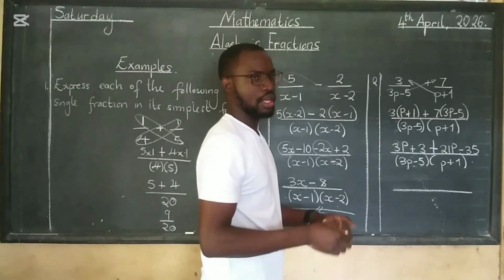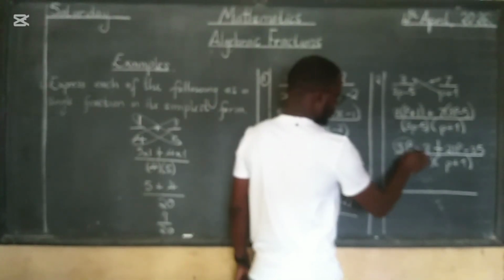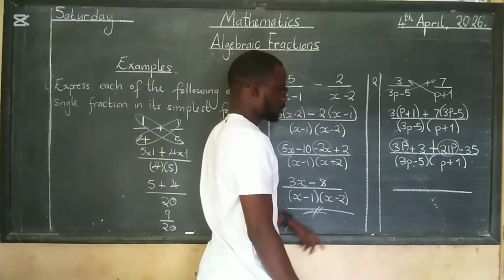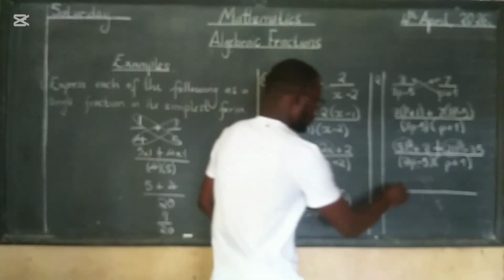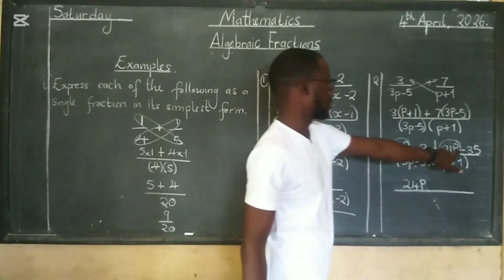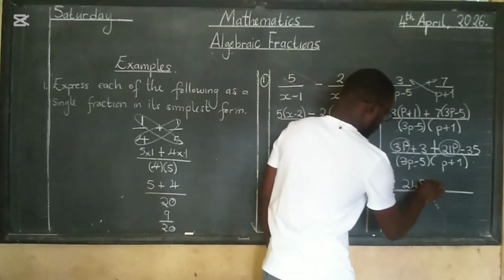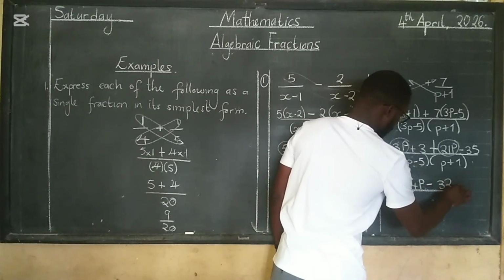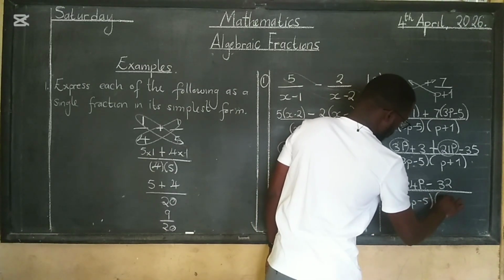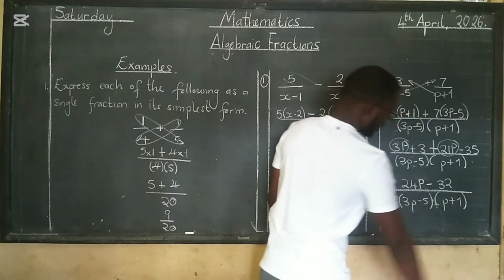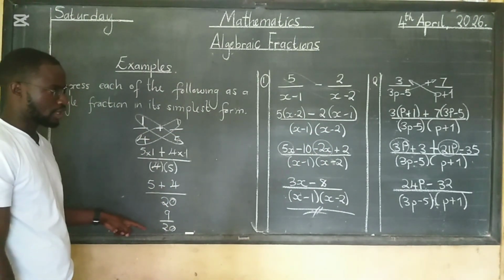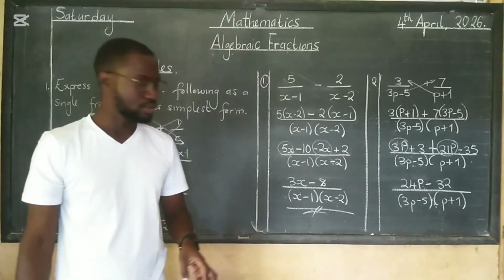And here, the like terms, this and this. So this is 3p plus 21p, so this is 21, 22, 23, 24, 24p, then plus 3 minus 35. It's like we are subtracting, so it will be minus 32, and then 3p minus 5p plus 1. Right. So if you check, what we are doing there is exactly this. Let's go to examples 3 and 4.